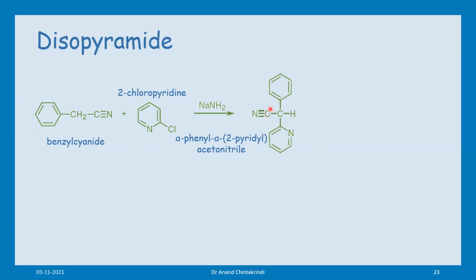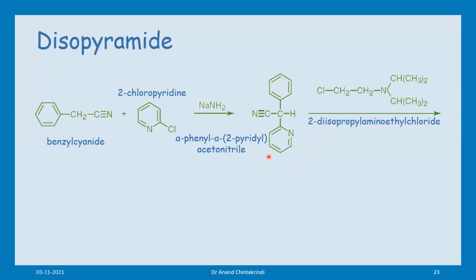it forms this acetonitrile derivative. So it is named as an acetonitrile derivative, that is, at the alpha carbon to this cyano group you are having a phenyl group and a 2-pyridine group. This acetonitrile derivative is formed.